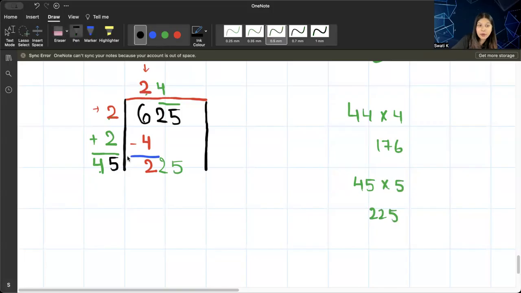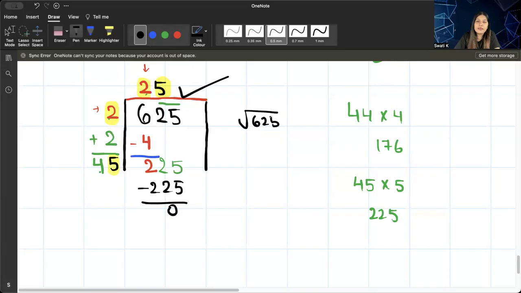Again, one thing very important, whatever number you are writing there, the same number should be written on the top. See, if you notice here, I had taken 2 here, so 2 will come here. I have taken 5 here, so 5 will only come here. Okay, that is very important. So we got the answer 225 here and then subtract it and we got an answer. The answer is 25. So that's why the square root of 625 is 25.